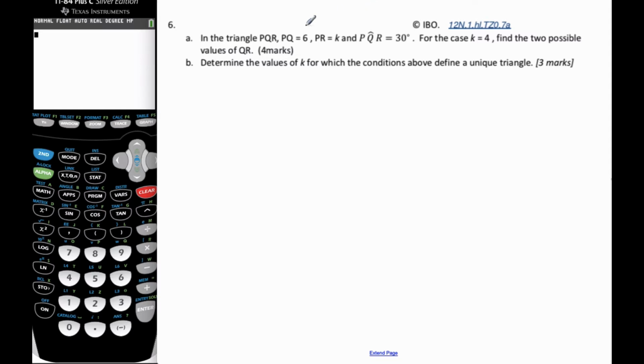Okay, so in this triangle PQR, we have PQ is 6, PR is K, and angle Q is 30. So here is, let's say, Q, and here is P, and this is 6. And I know PR is going to be over here somewhere, and so this is going to be QR. Here's my angle of 30 degrees. And here is going to be my R. And this is K. In this first case, K is going to be 4.